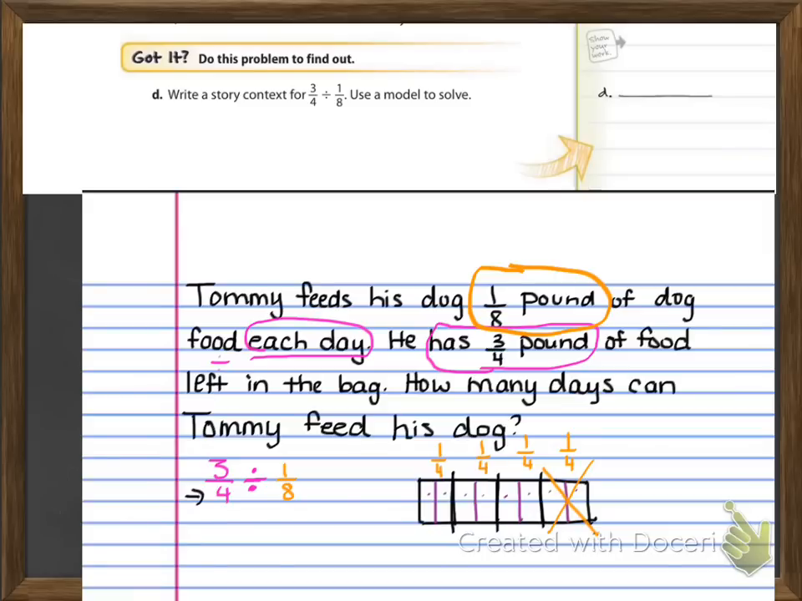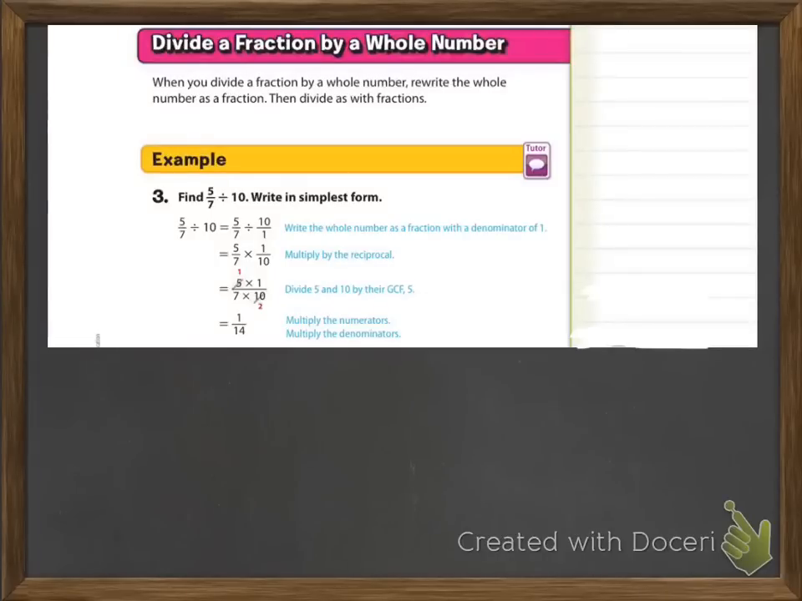So now we have 1, 2, 3, 4, 5, and 6. So that means that Tommy can feed his dog for 6 days. So on your problem, depending on what you used for your story, it's going to be 6 something. So for mine, it was 6 days. So even though I have a question mark there, you want to have the units for whatever your story had in it.